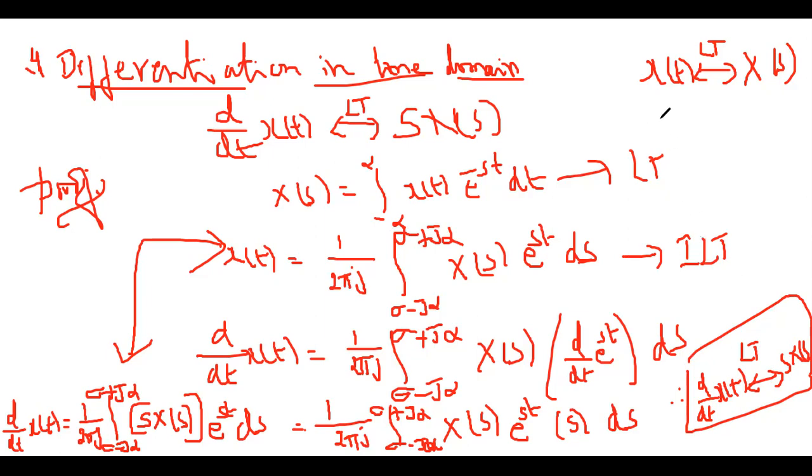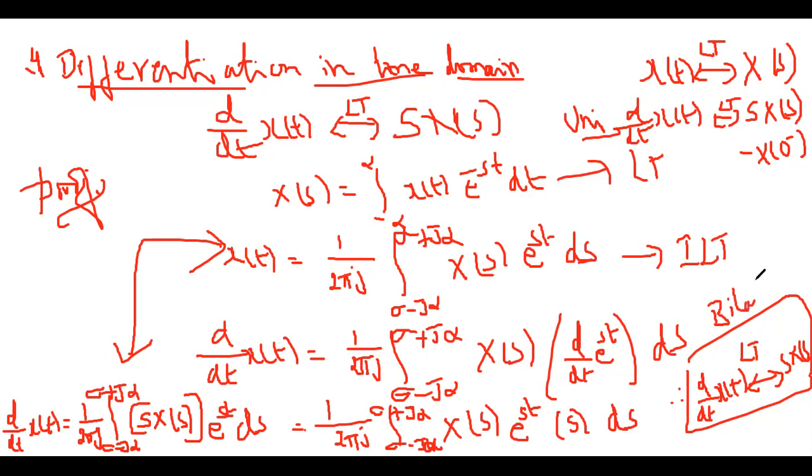For unilateral, the Laplace transformation of d by dt of x of t is s into x of s minus x of 0 minus. This is for unilateral, and the other one is bilateral. For bilateral and unilateral, all the properties are the same, with the only difference being the differentiation in time domain property. Got it?